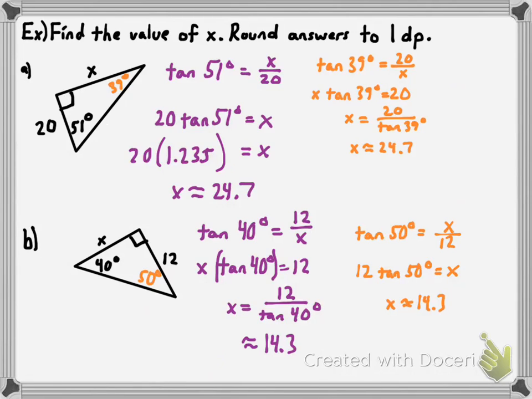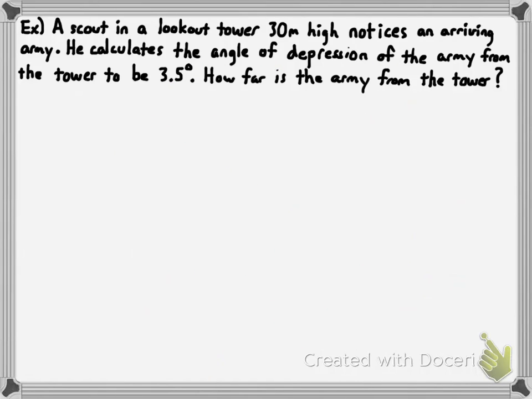to always work with word problems whenever we get the opportunity, and I want to do that here. Here's a word problem we're going to solve using a tangent ratio. It says that a scout in a lookout tower 30 meters high notices an arriving army. He calculates the angle of depression of the army from the tower to be 3.5 degrees. How far is the army from the tower? Now you can imagine knowing how far away an approaching army is very important because it gives your defenses time to bolster themselves, I suppose you could say.